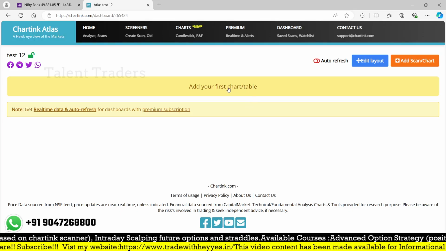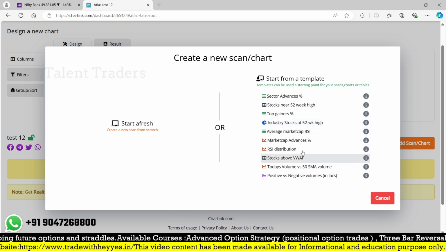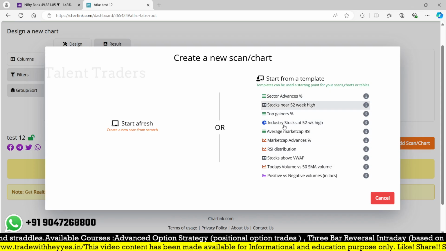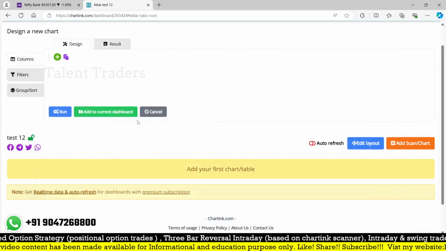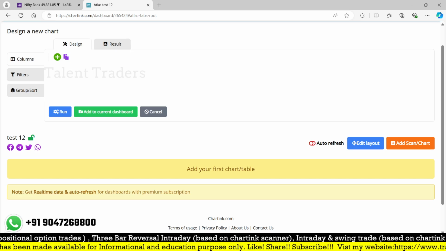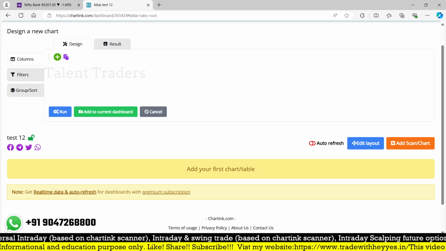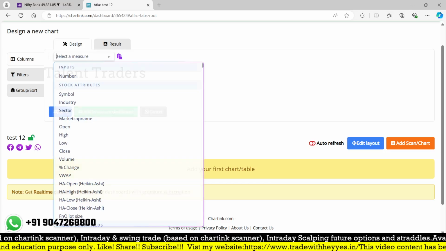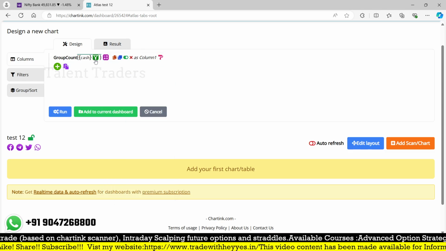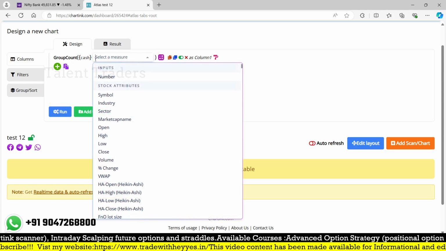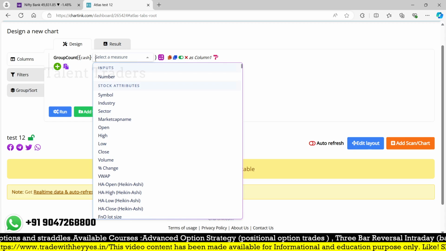Okay, so here I'm going to add a dashboard. Some of the things are available here, maybe an advance decline, which you can take from here, or if you want, we can create a new one from the beginning. In this case, I'm going to find out F&O stocks from the cash group. For that, we need to use group functions, a group count. Here it's cash, and how we calculate advance or decline depends on comparing to the previous day closing price.